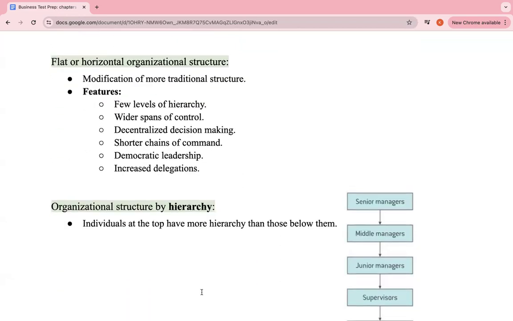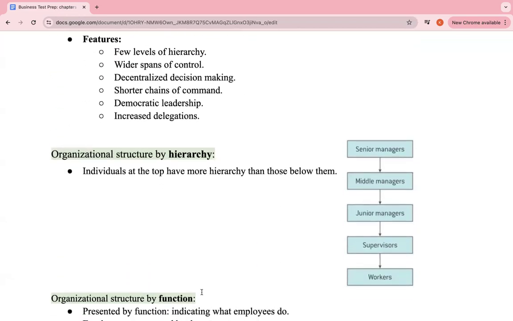Then you have organization structured by hierarchy. So basically that's by power. Individuals at the top have more hierarchy, which is power and seniority, than those below them. You can see this in the figure next to it: senior managers, middle managers, junior managers, supervisors, workers. It just explains by their responsibility and their power.